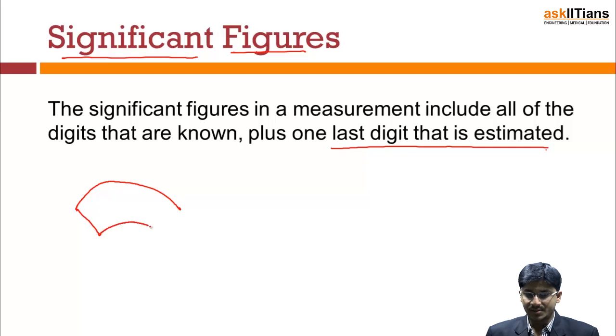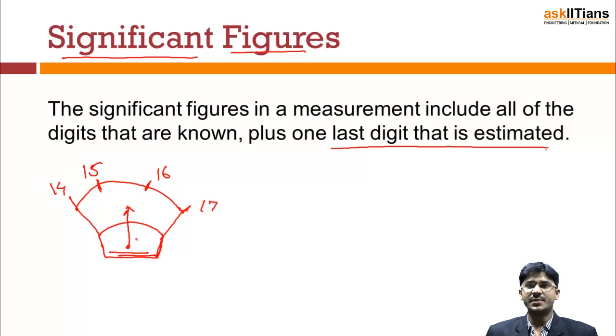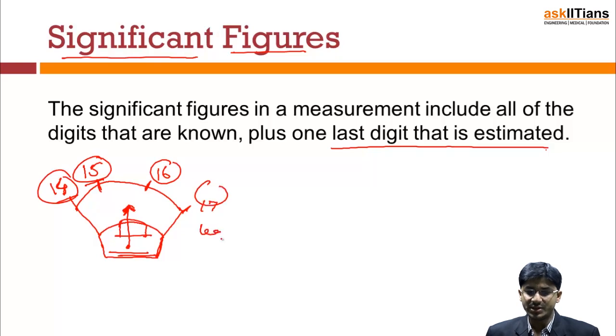Suppose this is a balance, this is the needle, this is 15, this is 16, 17, this is 14. This is a measuring balance. Suppose it is measuring the weight of something. Some weight has been put on. This is the meter that is showing the readings. Now this meter shows 14 kg, 15 kg, 16 kg, 17 kg, everything in kg.